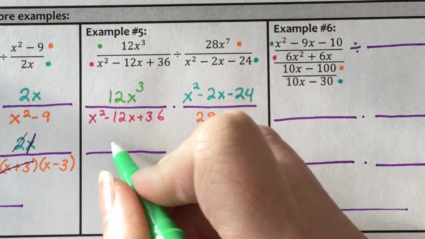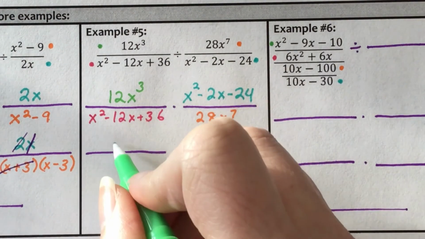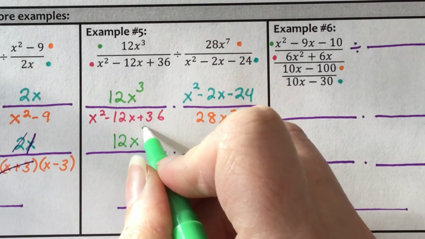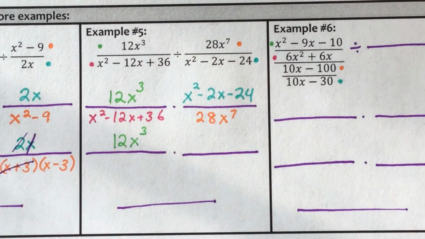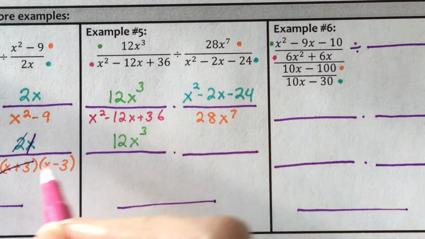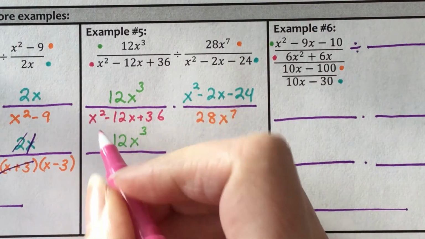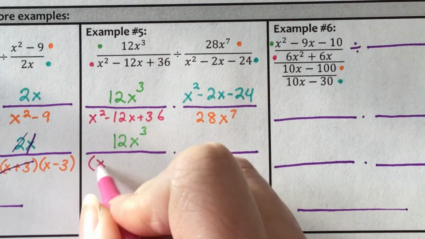We have 12x cubed on the top here. It is still just 12x cubed. Denominator is a trinomial. It's a shortcut because there's no number in front of the x squared. So it is x.